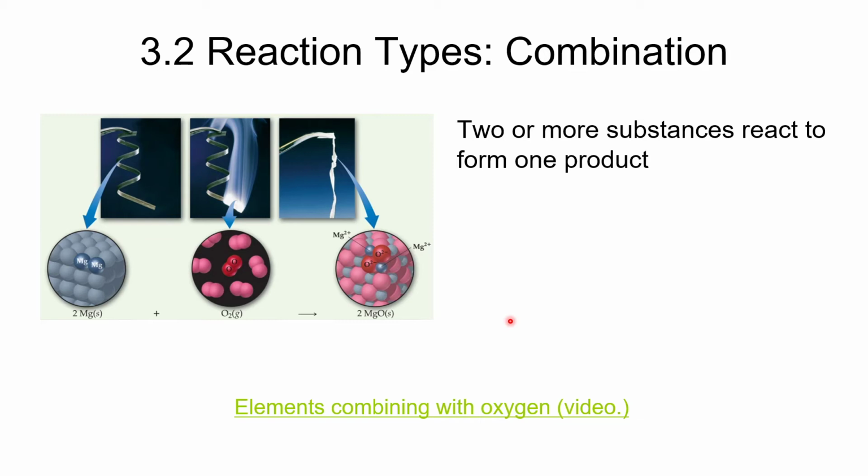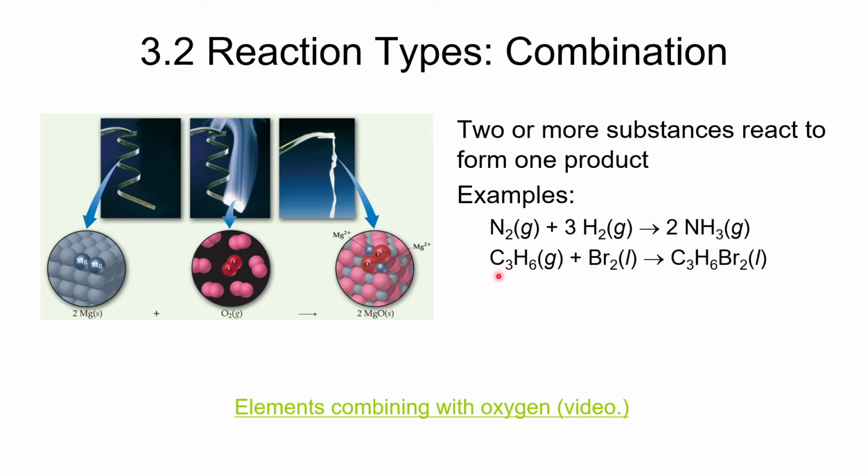product. I've got several examples here. Nitrogen plus hydrogen gives us ammonia. This is actually a very important industrial process, producing ammonia. And then here, this is one I do with my organic chemistry students. So C3H6 plus Br2 gives us C3H6Br2. You'll see we went from 2 things on the left to 1 thing on the right.